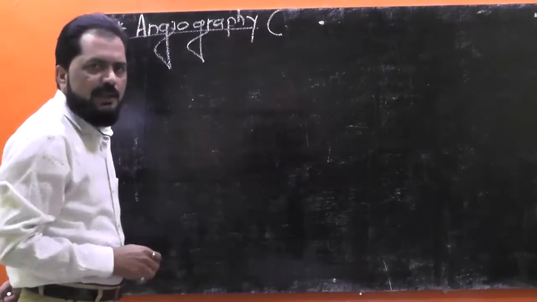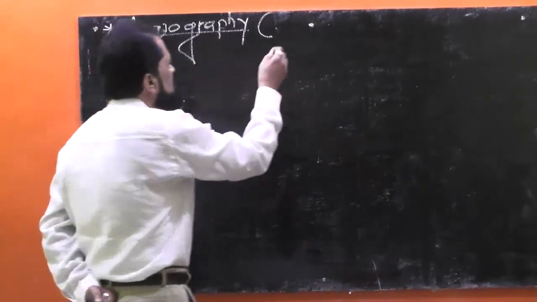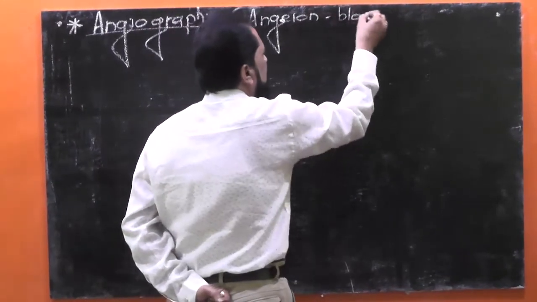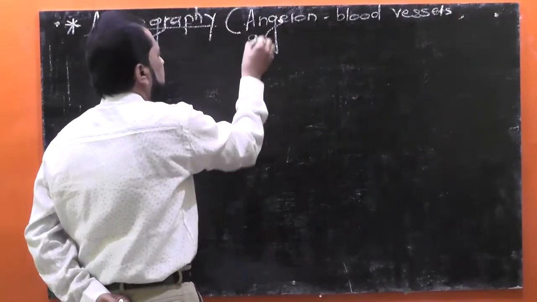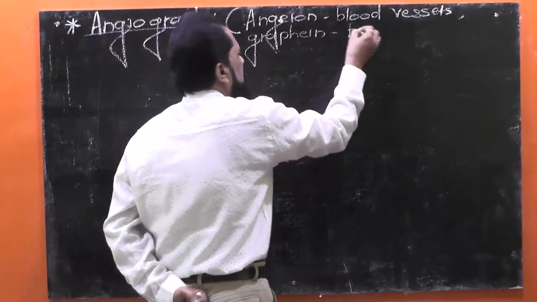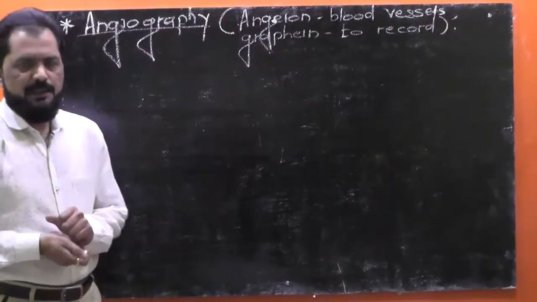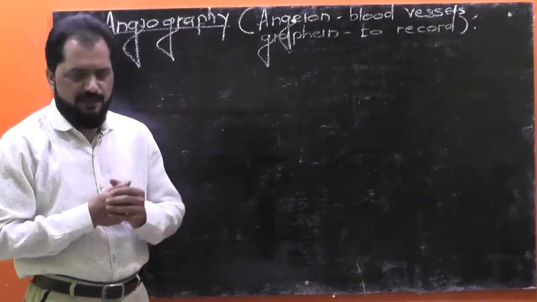First of all, let me tell you the literal meaning of this term. Here, angion stands for blood vessels, and graphy stands for to record. Now, what does it mean, and how is this technique? That we are going to discuss here in detail.